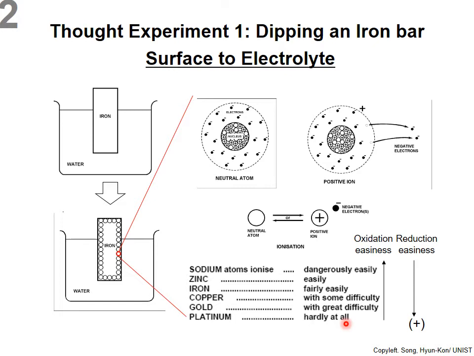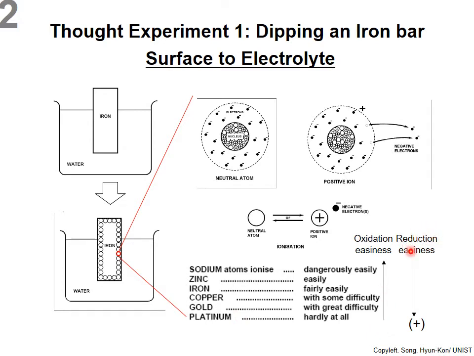Okay, I have talked about 6 different elements or metals in this case, and there's an oxidation easiness trend, or ionization easiness trend. Along the direction from platinum to sodium, oxidation easiness or ionization easiness increases. That is to say, sodium is easily oxidized, while platinum is difficult to oxidize.